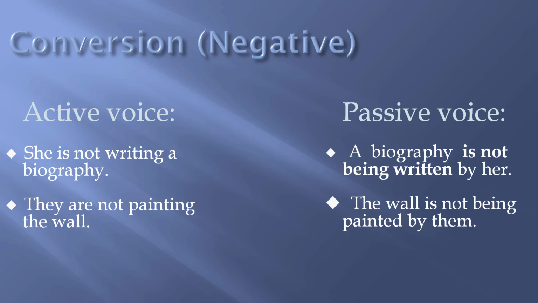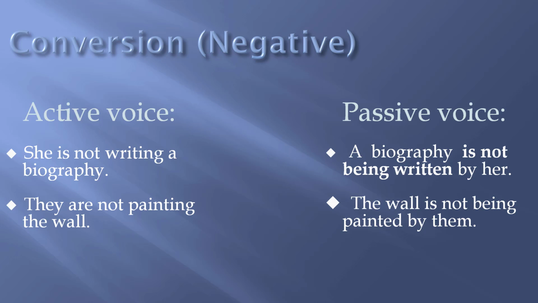Now we would be converting negative sentences into passive voice. A negative sentence states that something is not true or incorrect. For example, she is not writing a biography, and the passive voice is, a biography is not being written by her. The second example is, they are not painting the wall, and the passive is, the wall is not being painted by them.